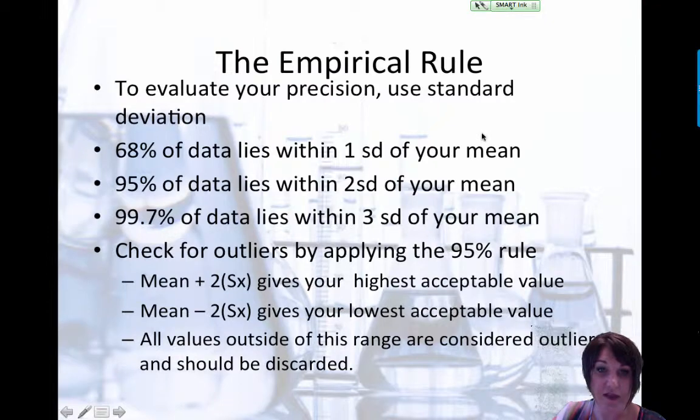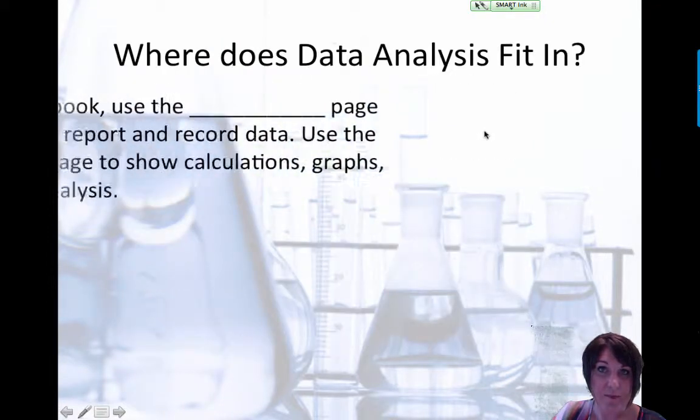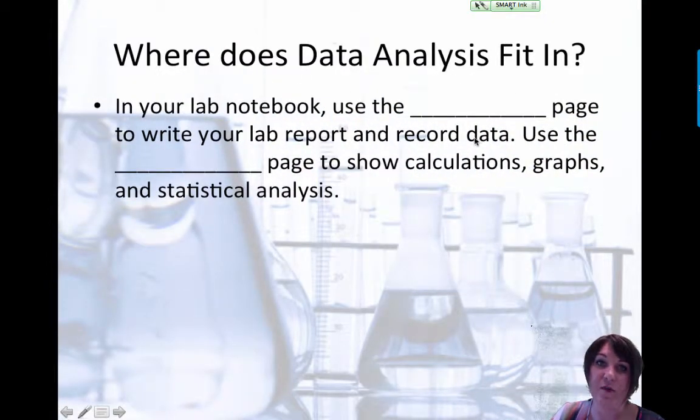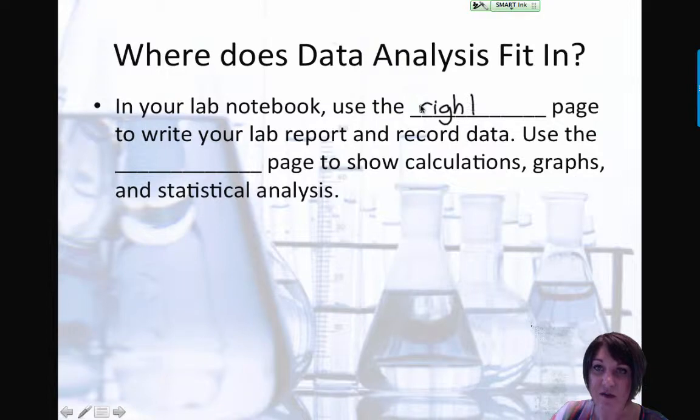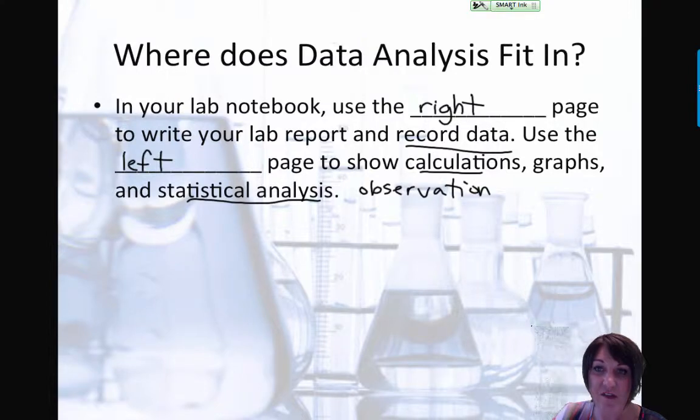Okay, let's look at where to put this in your lab report. So in your lab notebook, you'll be using the right side of the page, the right-hand side of your notebook, to write your lab report and record the data. Use the left side of the page to show calculations, graphs, and statistical analysis. This is also where you're going to write detailed observations. Those will be on the left side of the page.